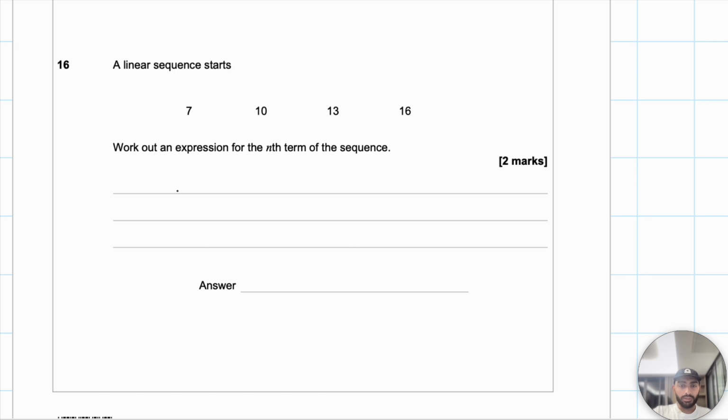Find the nth term of this sequence. So I've got 7, 10, 13, 16. First thing I need to do is find out what it's going up by every single time. It's going up by 3's.